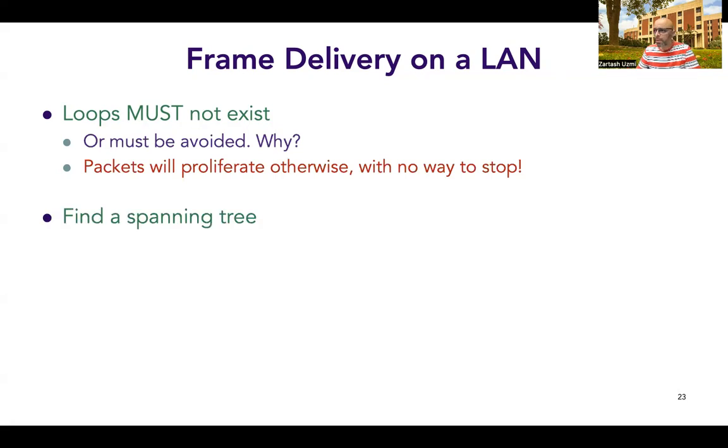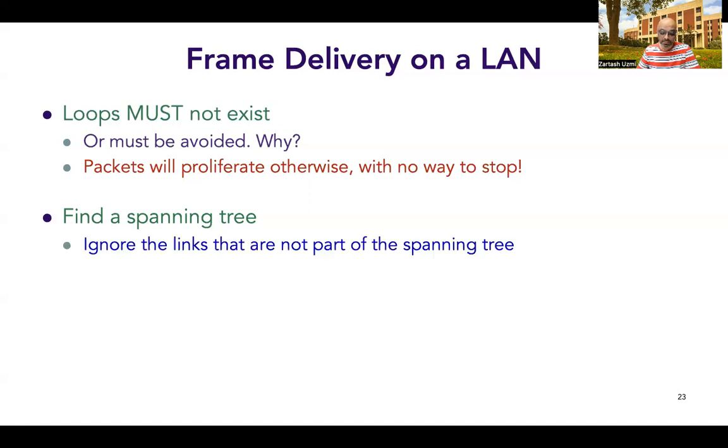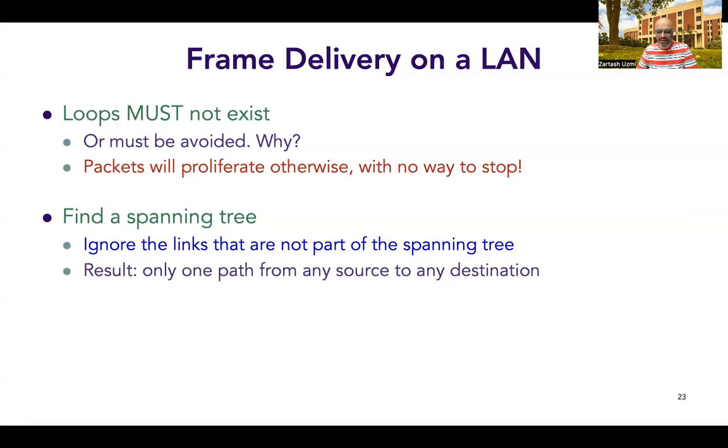How do you avoid the loop? Maybe in the single local area network topology, you find what we call a spanning tree. So you have one single subnet, single local area network, maybe a few layer 2 switches in there and many hosts in there. You find a spanning tree. And a spanning tree is the one which touches upon all the hosts without any loops. So you will ignore the links that are not part of the spanning tree. So a spanning tree by definition will not have any loops. And the result is that there will be only one path from any source to any destination on that spanning tree. This is not the optimal solution, but it will be working.